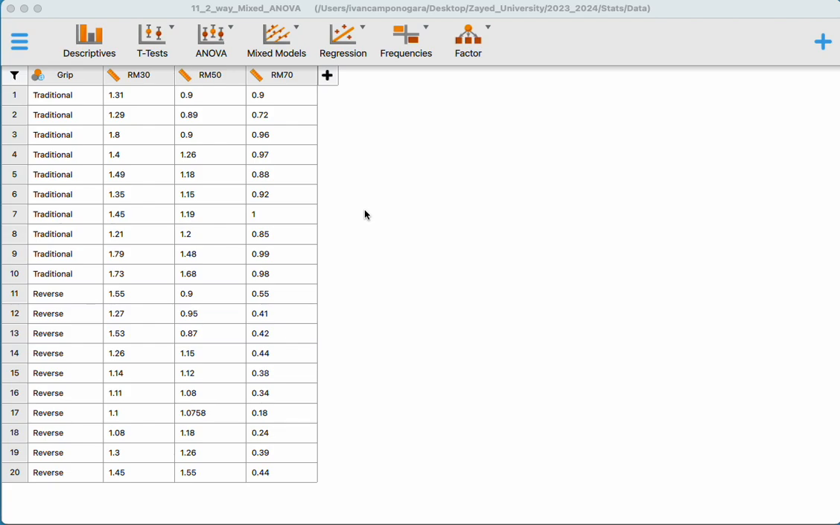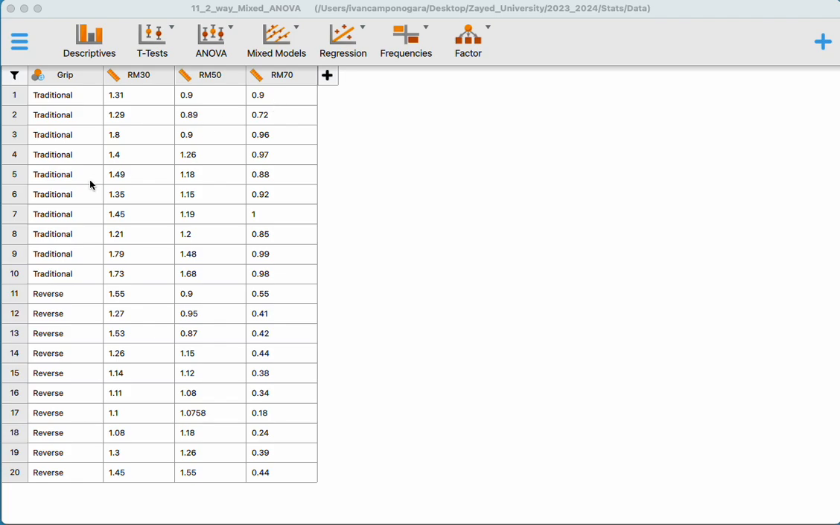How to do the two-way ANOVA. I already uploaded my file, so I won't go through that again. And here you can see how the data looks for a two-way ANOVA. We have a column that represents our two groups. In this case it is the grip, the type of grip of the hand, which is traditional and reverse.